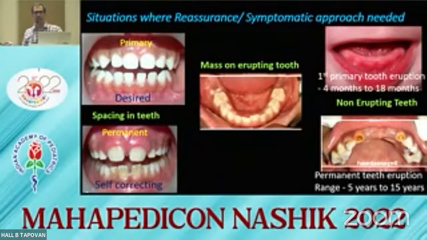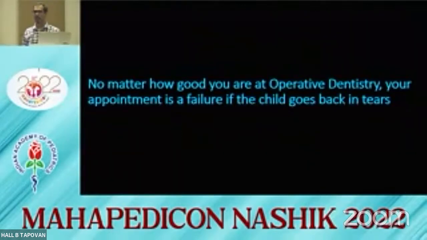And non-eruption or delayed eruption of teeth is one complaint. Routinely in the Indian context, 4 to 18 months is the time for the first tooth eruption. And permanent teeth also, if they don't erupt, it does not mean that there is some problem. The teeth can erupt only after their development is completed. Now, these were the clinical situations.